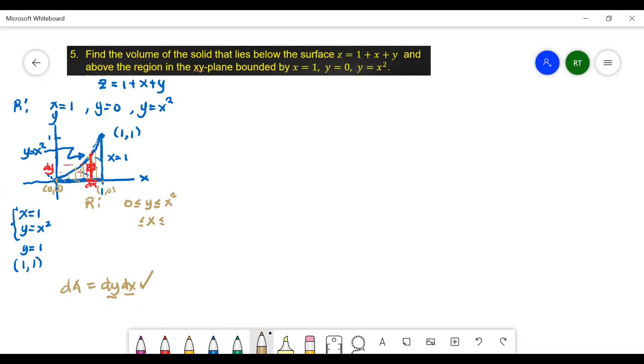From x is equal to 0, because our leftmost is at the origin. x is equal to 0 up to where? Up to this line, which is x is equal to 1.